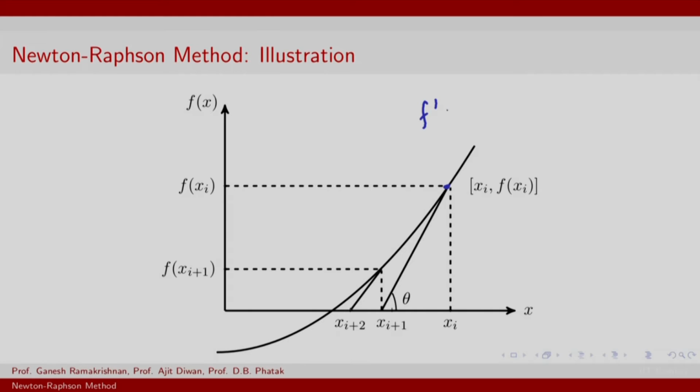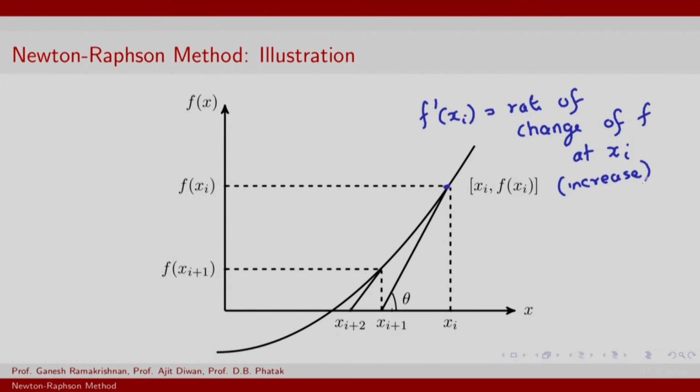So f'(xi) is the rate of change, or decrease or increase, of f at xi. Now we will canonically talk about the rate of change as rate of increase. If this f' happens to have a negative value, we interpret it as a decrease.